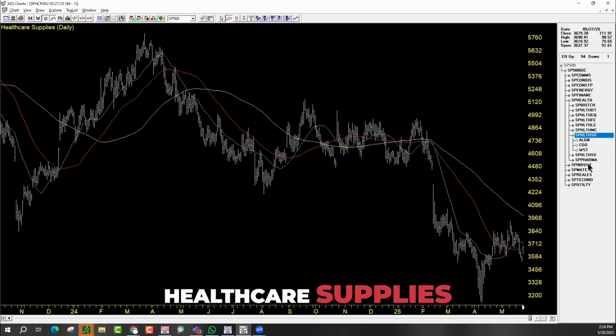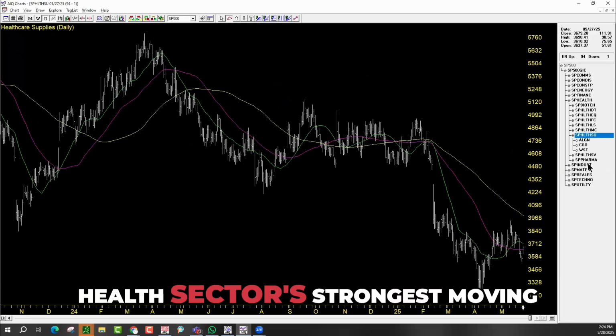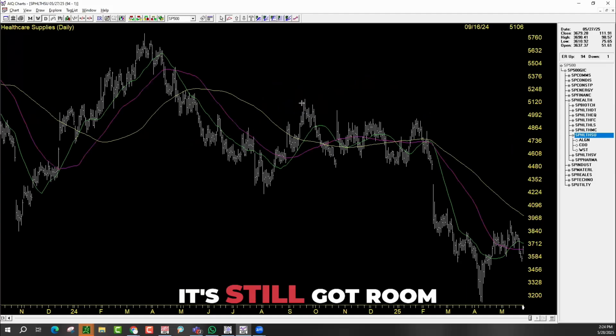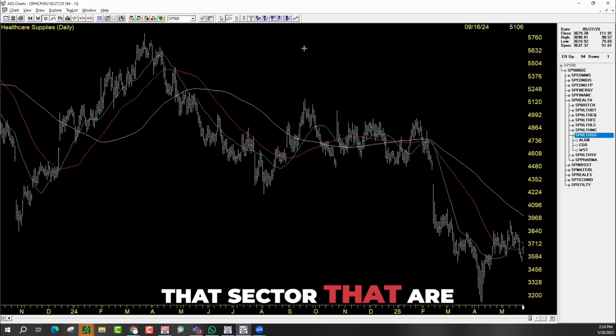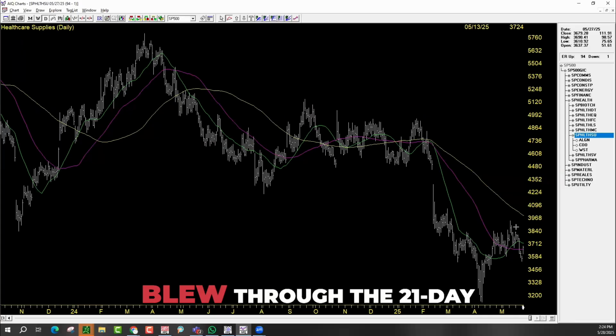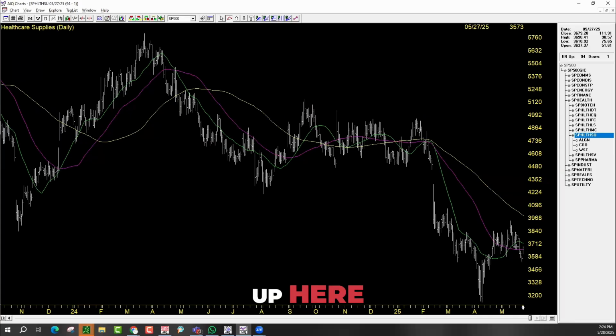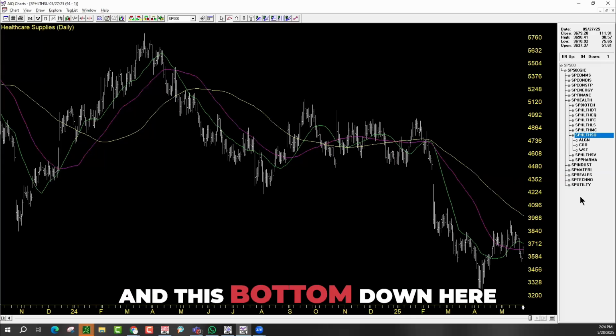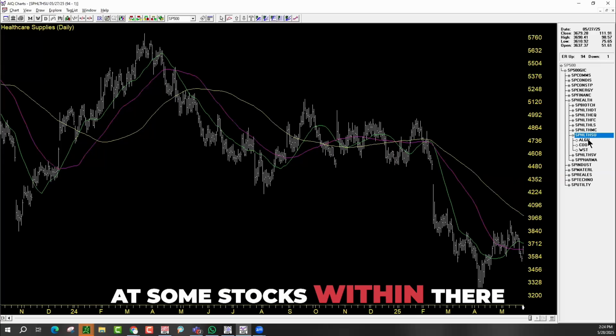Healthcare supplies. So this group, remember, the health sector's strongest moving down. It's still got room to move down to the downside. We're finding groups within that sector that are great places to go find stocks. This one's a little better because even though it blew through the 21-day up here, it's actually the 21 days going back down here. The group itself has a little bit of room between there and this bottom down here. So let's go look at some stocks within there.